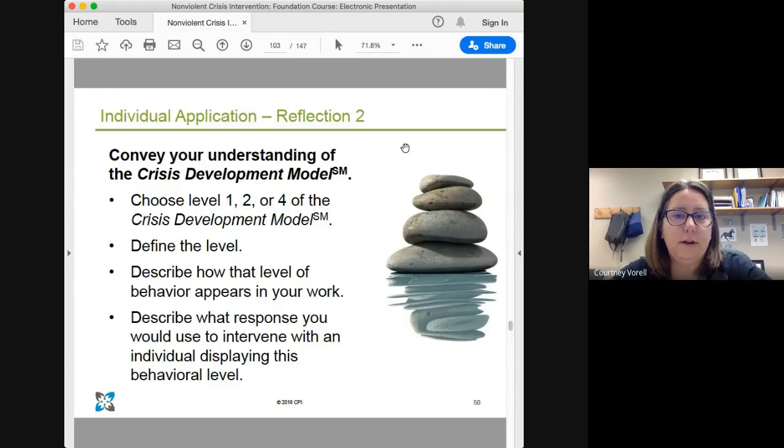The other thing that we learned about was that crisis development model. So you want to become pretty fluent in understanding these so that in the moment you can identify the level of the student if they are being defensive or questioning. And continue to think about and talk amongst your team about how that level appears in your work. What does that look like for this student? What does it look like for another student? And then it's a great exercise to describe what response you would have to intervene with that individual displaying that particular level of behavior.